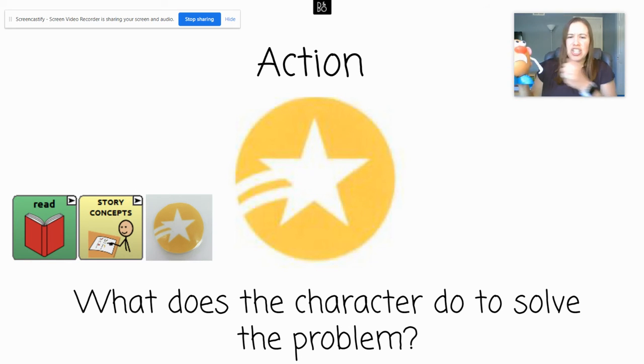So what is the action? How is the character going to solve this problem? I know Mr. Potato Head could look around the room. He's going to look under his bed. He's going to look in his closet. He's going to look over the shelves. And guess what? He used his eyes to look and he found his hat. Oh boy, that is a good action that he did. He did that to solve his problem.